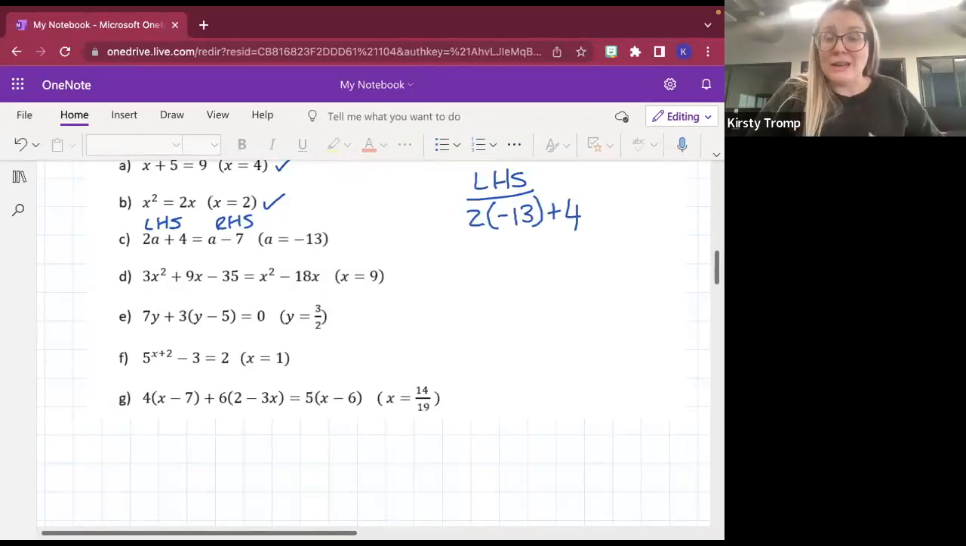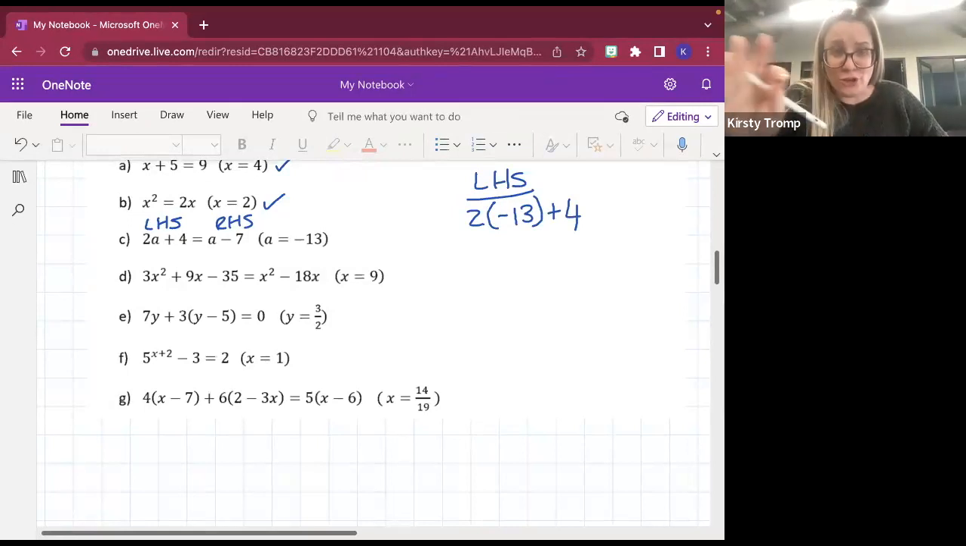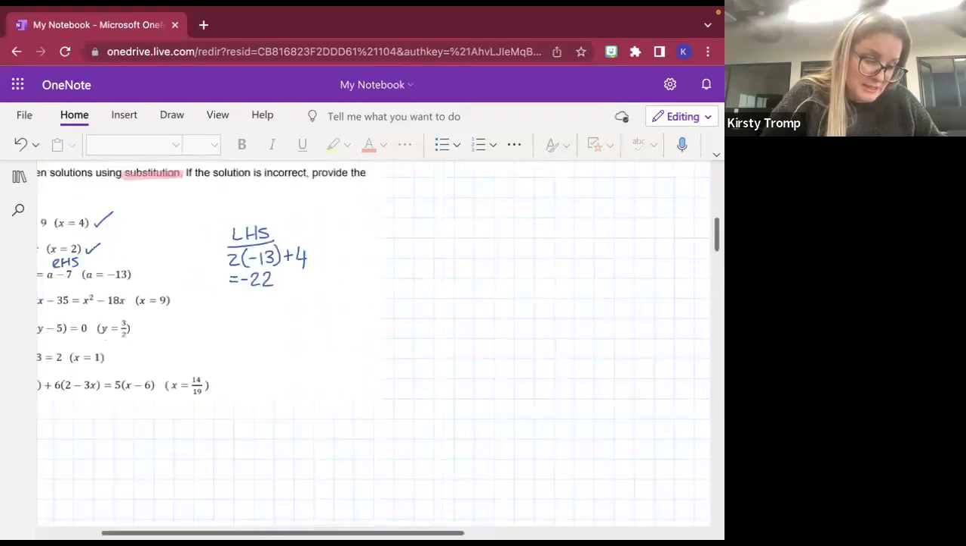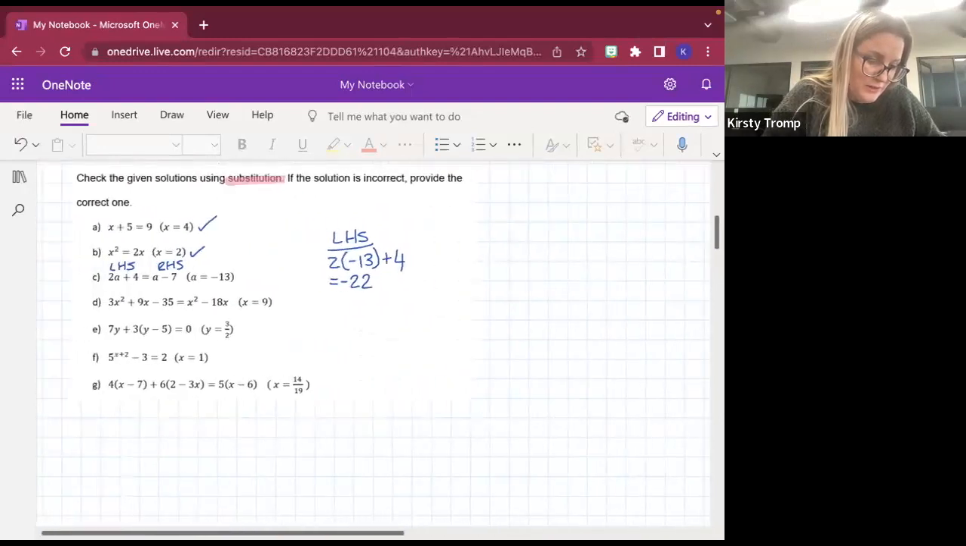Everybody, the brackets are really, really important. Please make sure you're putting those brackets in, especially now that we've got a negative number. You can put this in on your calculator. That's probably the easiest way to do it. Let's be honest, it's going to get us the most accurate answer. No shame in using a calculator. 2 times negative 13 gives me negative 26. Negative 26 plus 4 is going to give me negative 22.